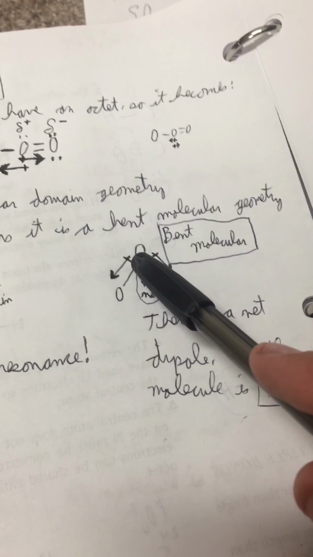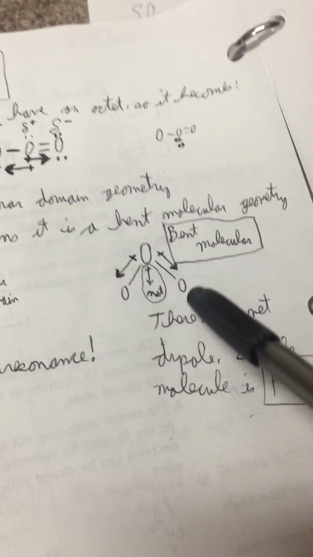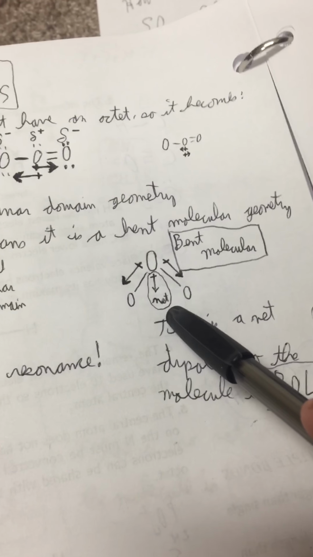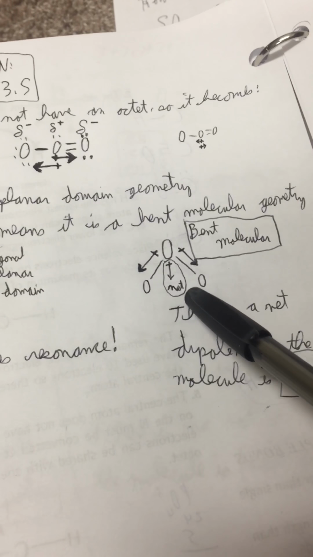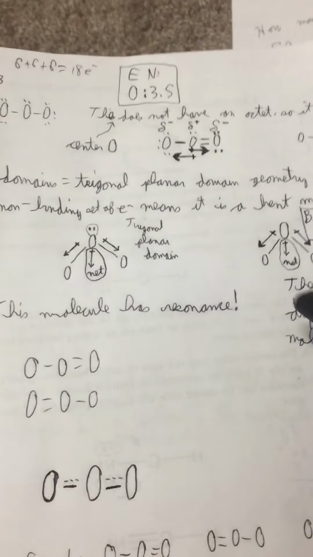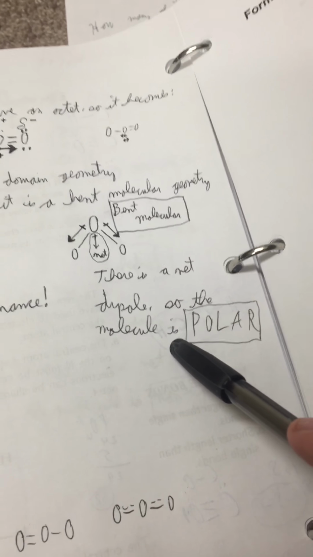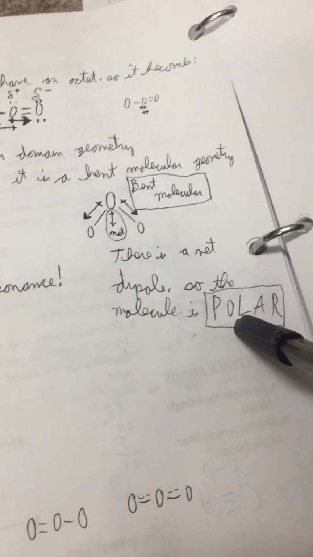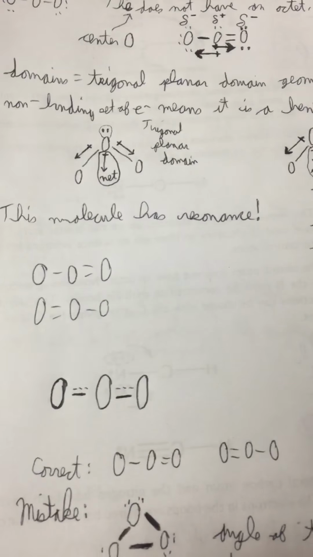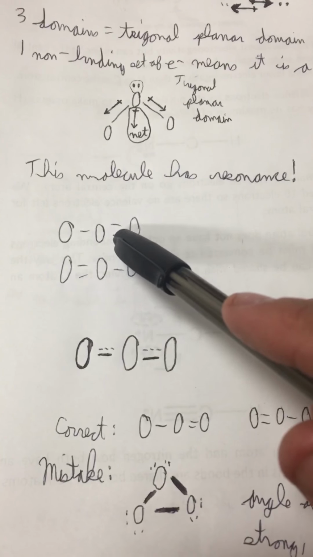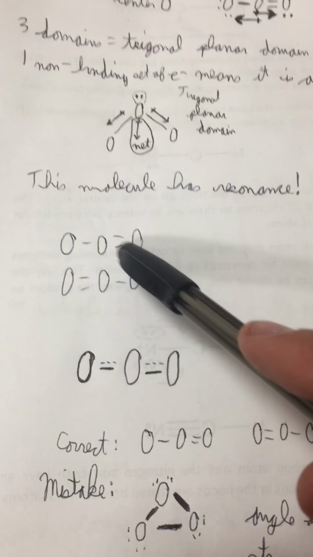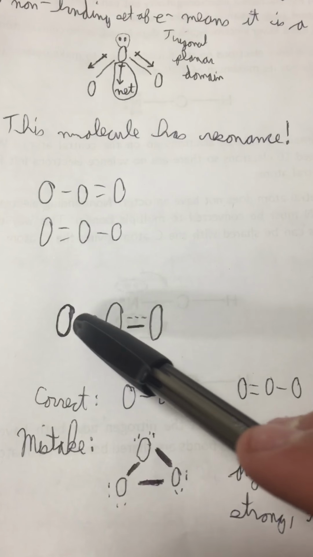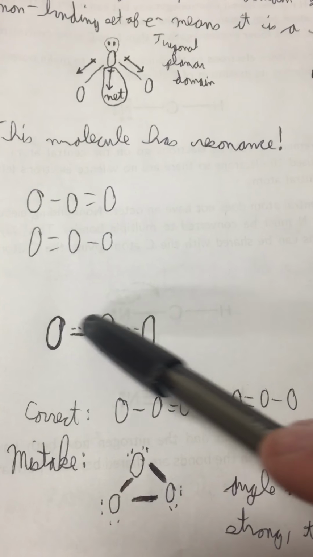You have the bond dipoles pointing to the outside. There's a net going towards the bottom. So there's a net dipole, so the molecule is polar. This molecule also has resonance because you can make the double bonds on either side, and you can see the dashed lines indicating that it's going to switch back and forth constantly.